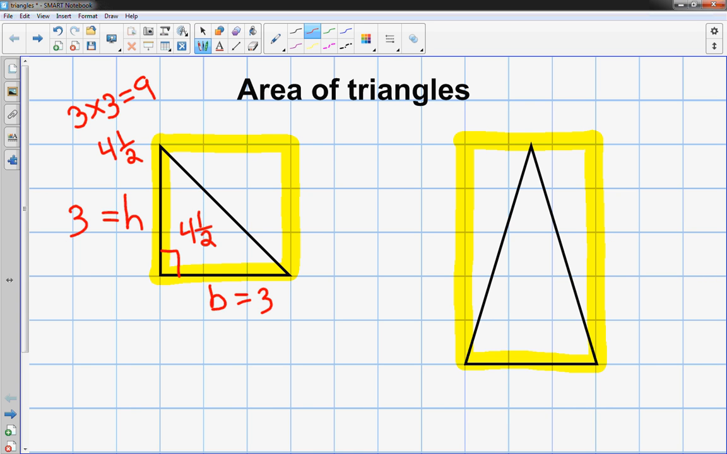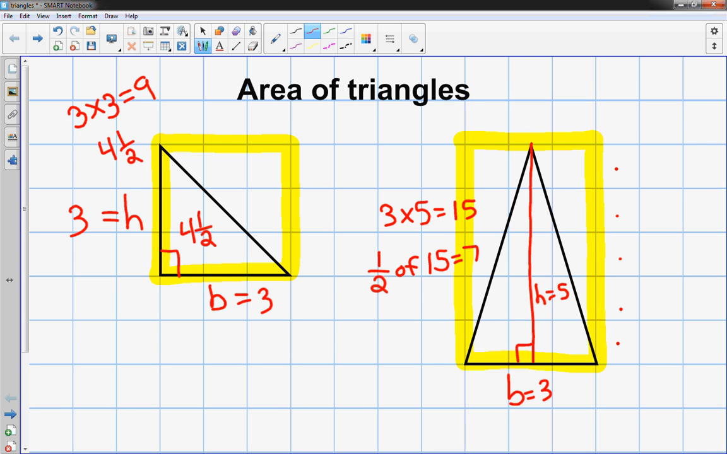The triangle on the right is not a right triangle, so you need to know the base is 3, and the height is actually how tall is it straight to the peak if you were to use a 90-degree angle to measure the height. So the height is 1, 2, 3, 4, 5. Let's write h equals 5 here. So what you would do with this is 3 times 5 is 15. And what's half of 15? Half of 15 is 7.5. So the area is equal to 7.5.